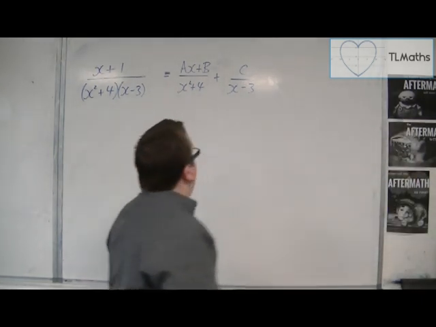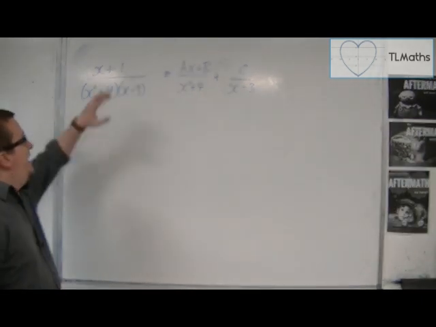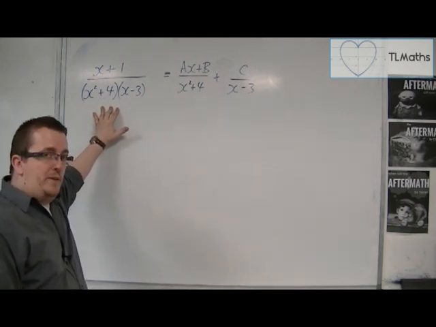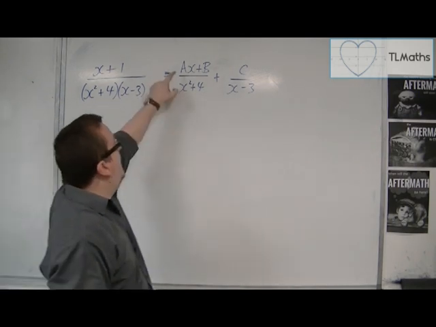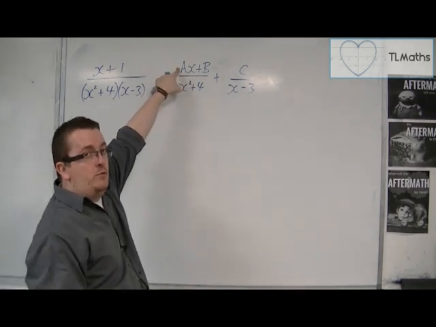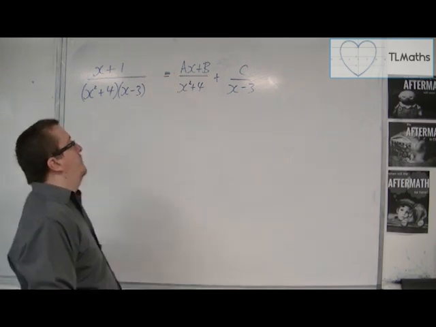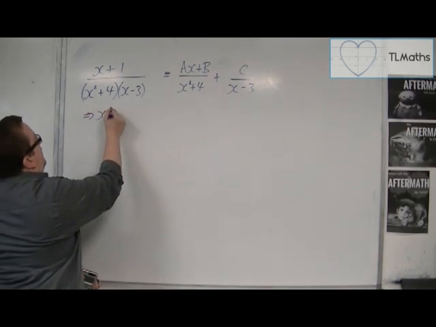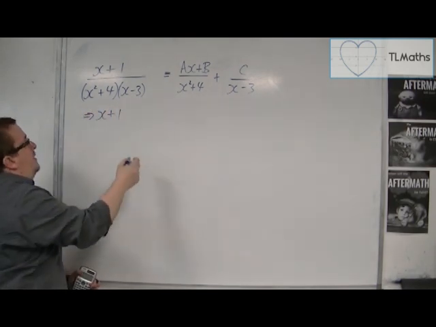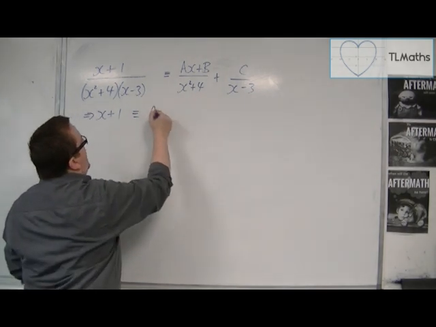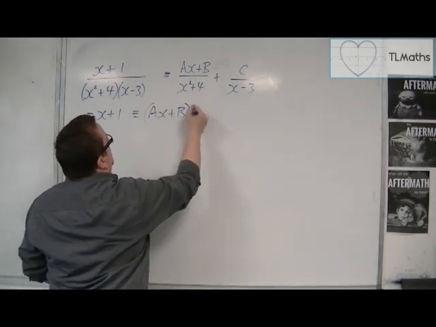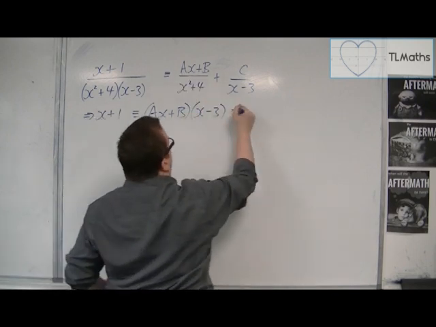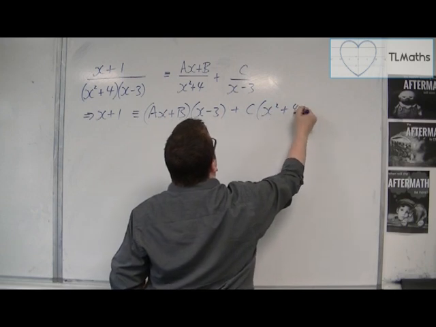So when you have a factor in the denominator that is a quadratic that cannot be factorised, you must have ax + b as its numerator. Okay? That's what we learn from here. So now we go about partial fractions as usual. We're going to have x + 1, and we multiply both sides by (x squared + 4)(x minus 3). And so we've got the (ax + b) being multiplied by the (x minus 3), because that's what it doesn't have, plus c lots of (x squared + 4).